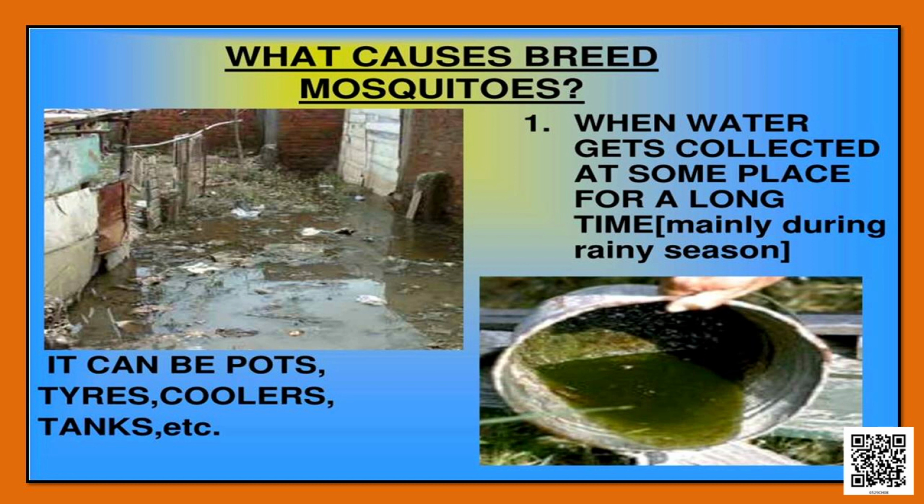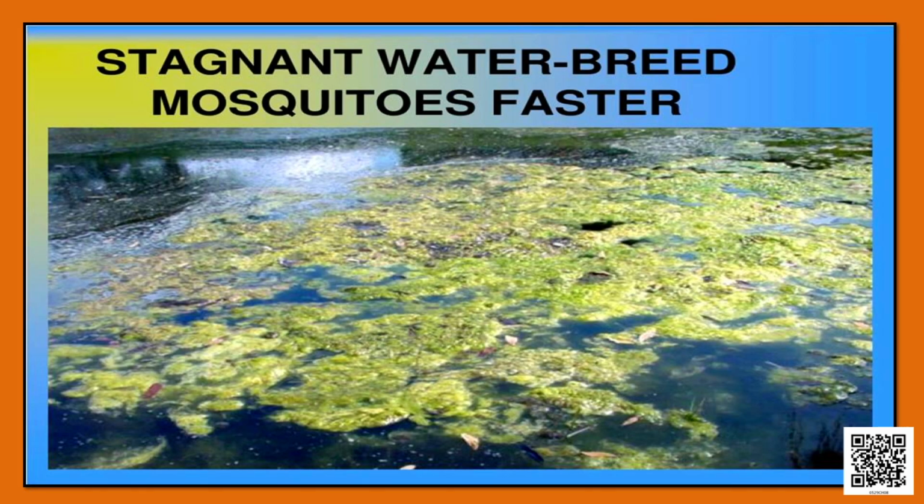Now it is very clearly understood that whenever the water gets collected in a particular place for some days, then it becomes the breeding place for the mosquitoes. So we should be very careful, and we should not allow water anywhere around our house to get collected and get stagnant, so that it can help the mosquitoes to breed.